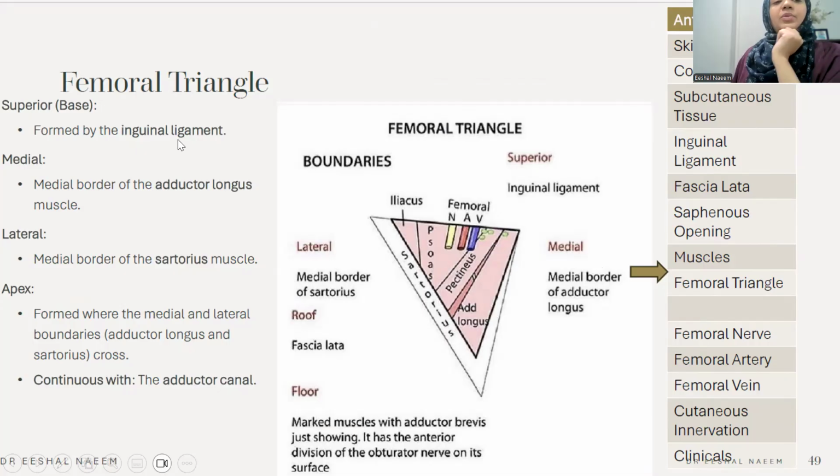So basically, the superior part is formed by the inguinal ligament. The medial border is the medial border of the adductor longus muscle, and the lateral border is the medial border of the sartorius muscle. It's the apex. This area is formed where the medial and lateral boundaries of the adductor longus and sartorius cross each other, and that is continuous with the adductor canal below.